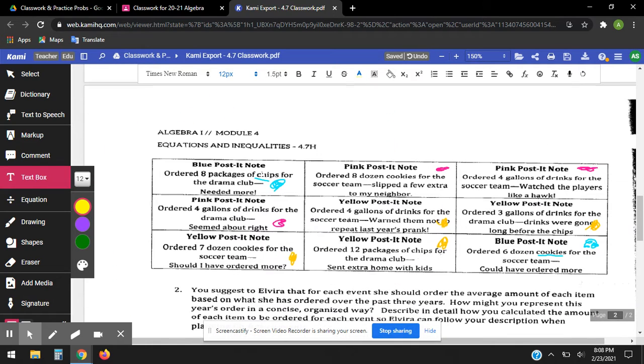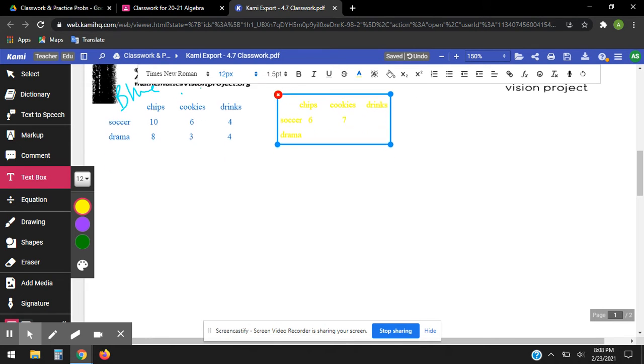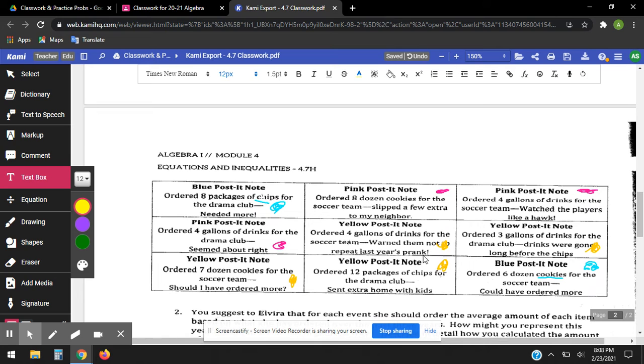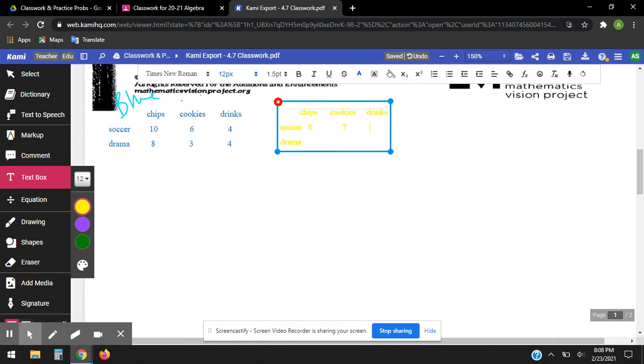So cookies. I need 7 dozen cookies for the soccer team. So I'm going to go over here and do 7. And then drinks. We're down here. Soccer team, 4 gallons of drinks. So 4. Okay, so now I got to do the same thing for drama.